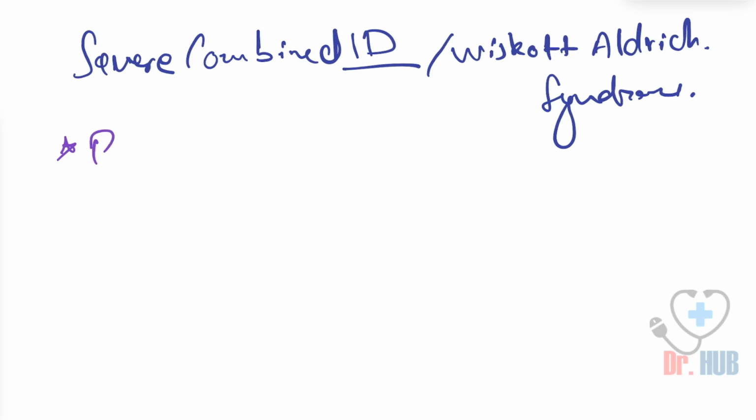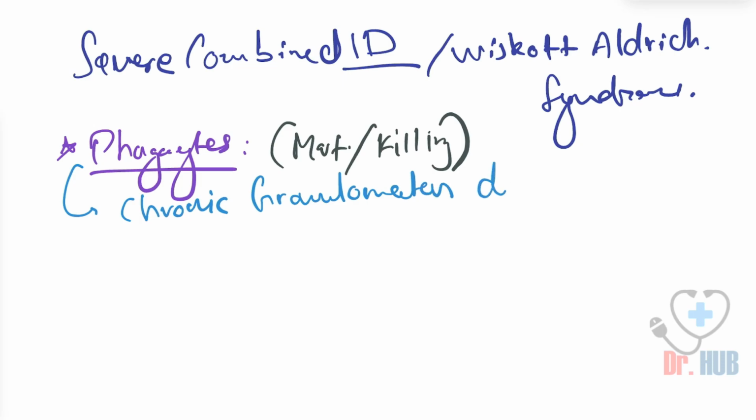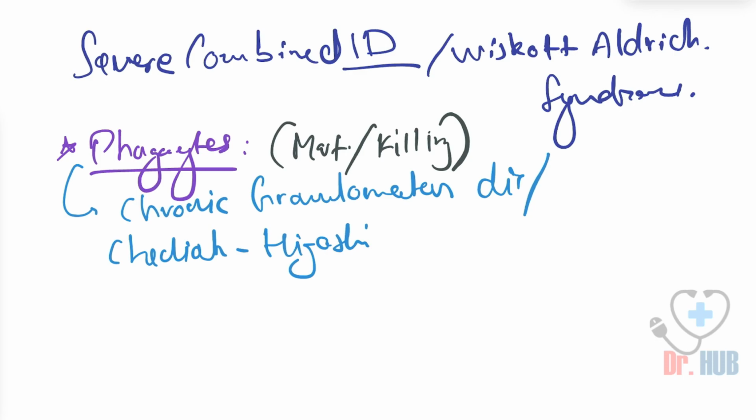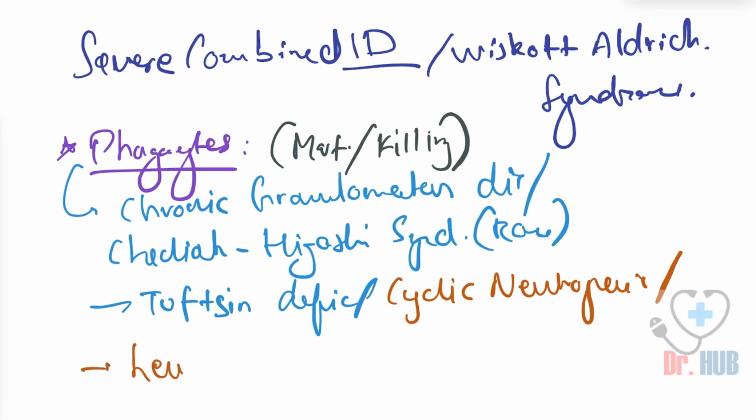Next, we look at the phagocytes. Under the phagocytes, we look at the problems with the movement and killing. Now, what are the examples? What are the issues with the phagocytes? It can include chronic granulomatous disease. Next, it can also include the Chediak-Higashi syndrome. This is actually very rare, but still it is included. Then there is also the Job syndrome deficiency. Next, there is cyclic neutropenia, as well as leukocyte adhesion defects.